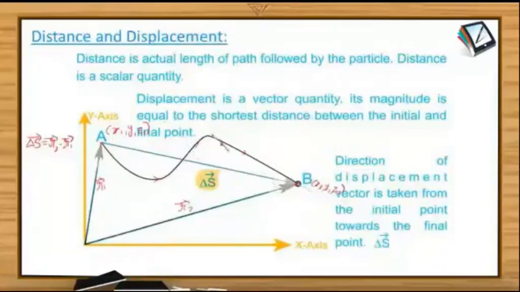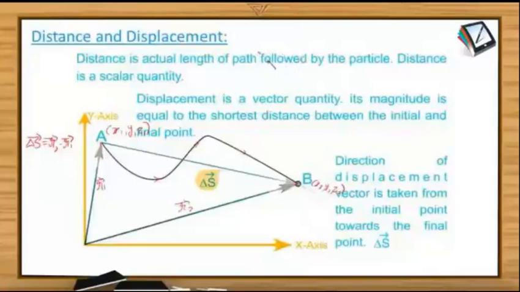But displacement is a vector quantity, and its magnitude is the shortest distance between the initial and the final point. The shortest distance between the initial and the final point is the displacement magnitude, and its direction is always from the starting point towards the final point. You have to remember this: in any type of example, the direction of the displacement vector is from the starting position towards the final position. And here we are representing it with this symbol delta S.